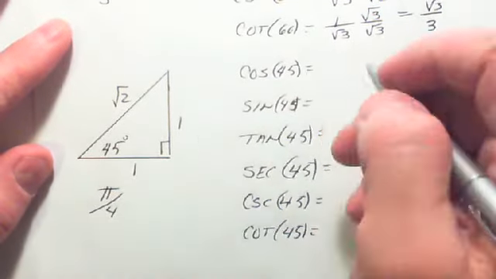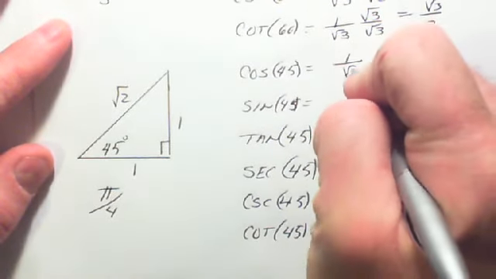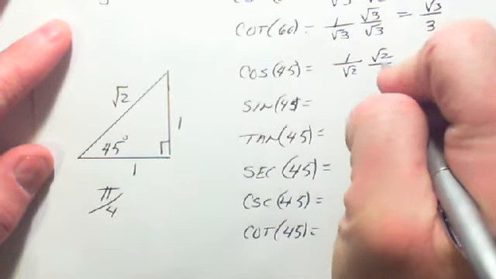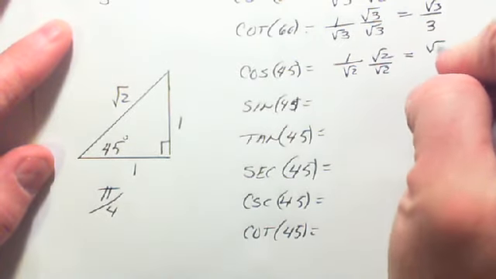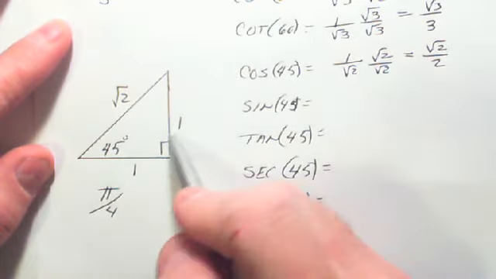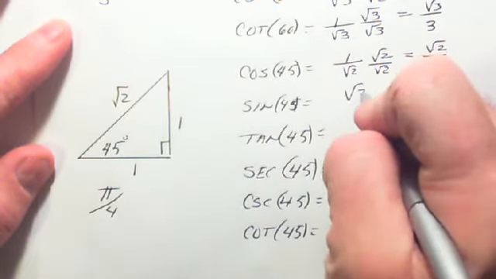Okay, the cosine will be 1 over the square root of 2. Again, you don't like the radical on the bottom. Multiply by the square root of 2 by square root of 2. That's going to give you the square root of 2 over 2. Now the sine will have the same thing, so that's going to be the square root of 2 over 2.